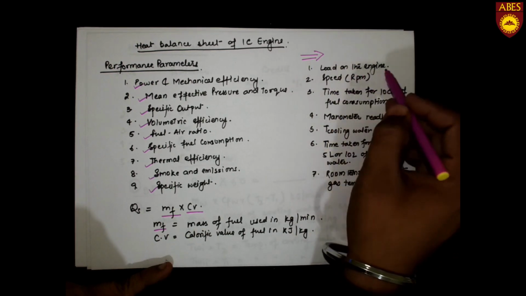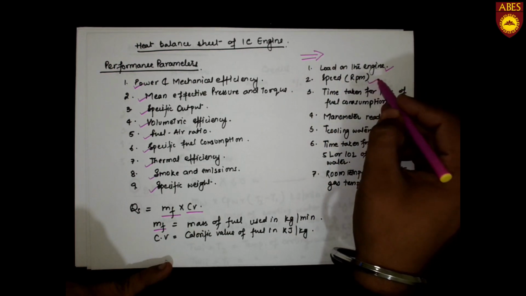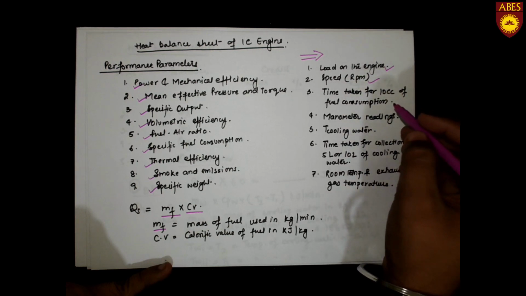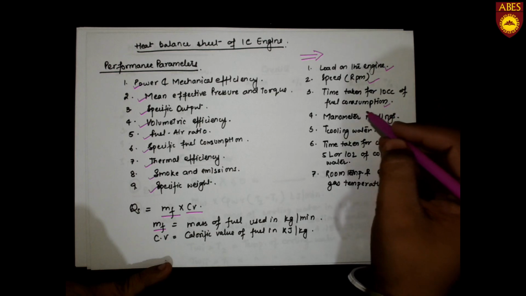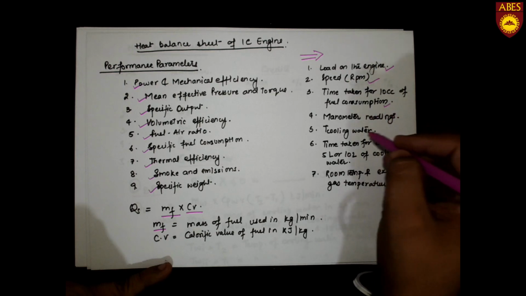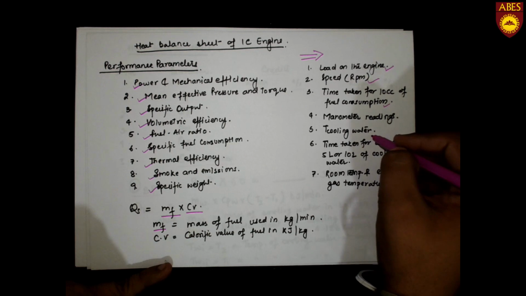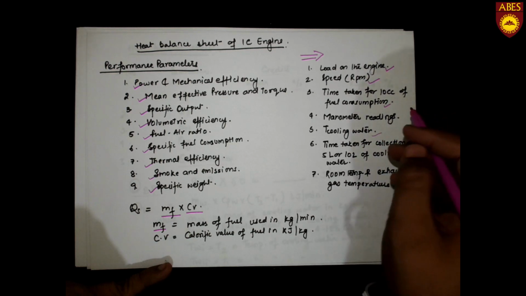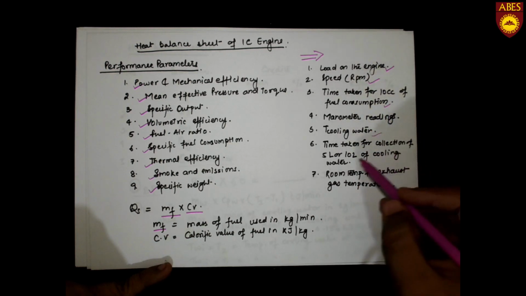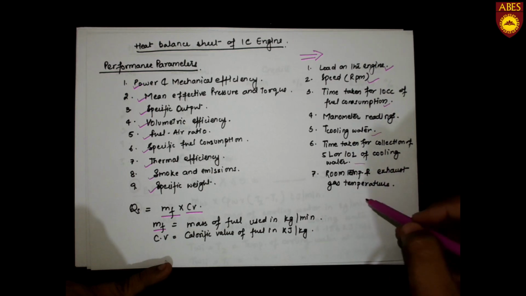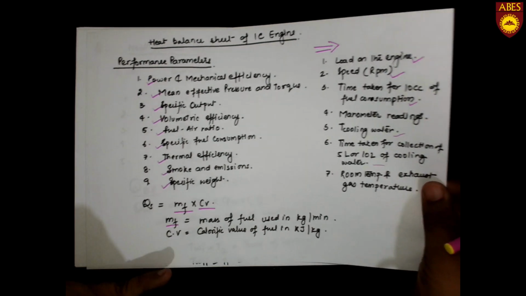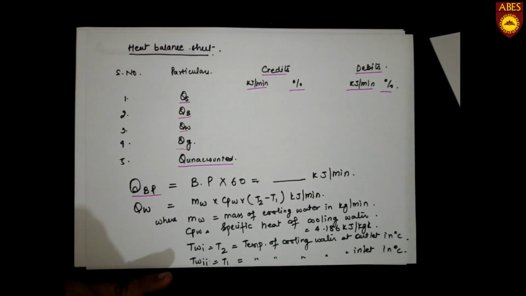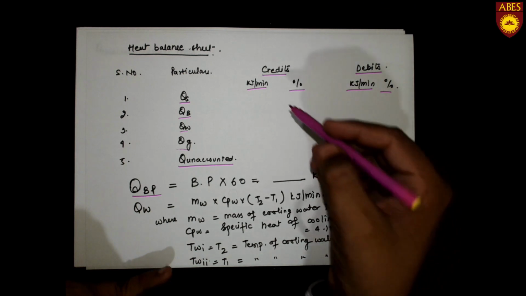These readings are: what is the load on the engine, what is the speed of the engine at that particular moment, time taken for 10 cc (10 cubic centimeter) of fuel consumption, manometer readings, temperature of cooling water at the inlet point and at the outlet point, time taken for the collection of 5 liter or 10 liter of cooling water, room temperature and the exhaust gas temperature, which is nowadays also called EGT.